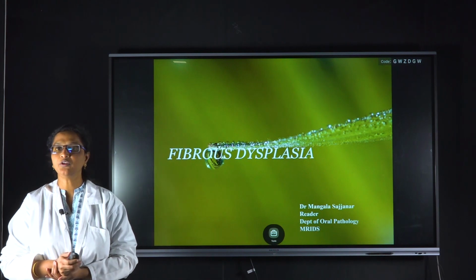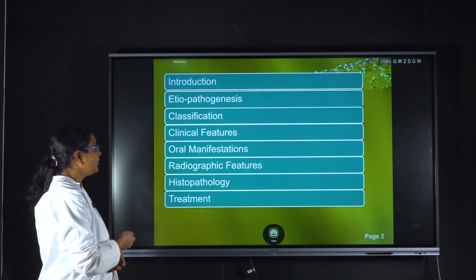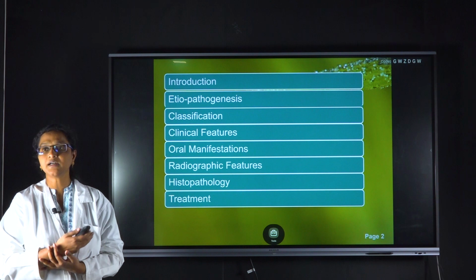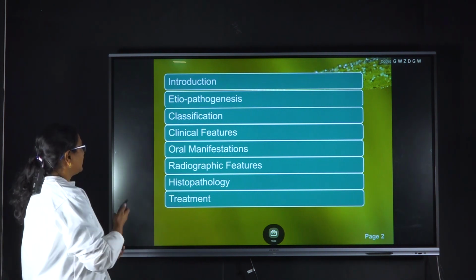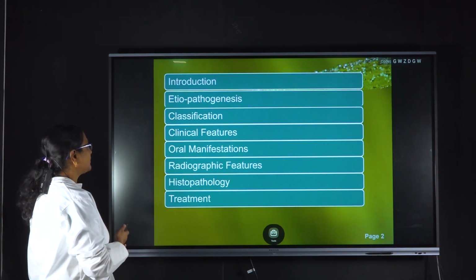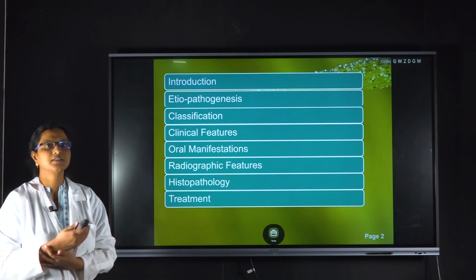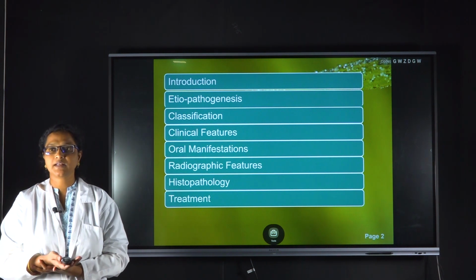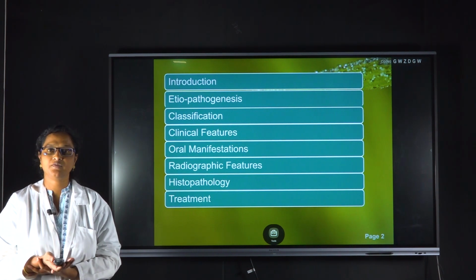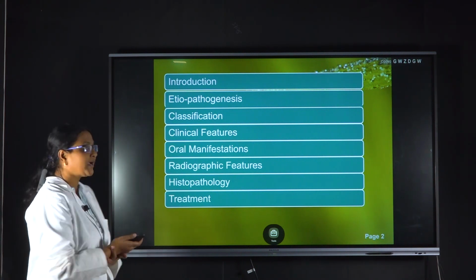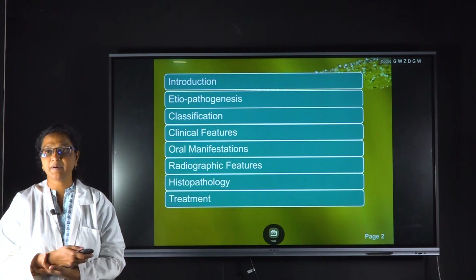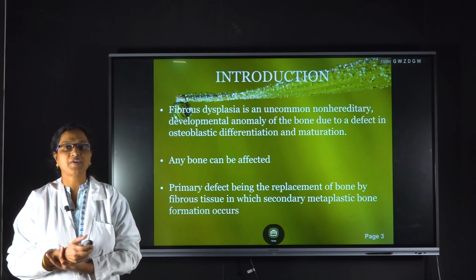The disease of the bone known as fibrous dysplasia. We will be discussing this disease under the following subheadings. We will discuss the introduction, the etiopathogenesis, the classification, the clinical features, the radiological features, the histopathology, and finally we will end up with the treatment modality. So what is fibrous dysplasia?